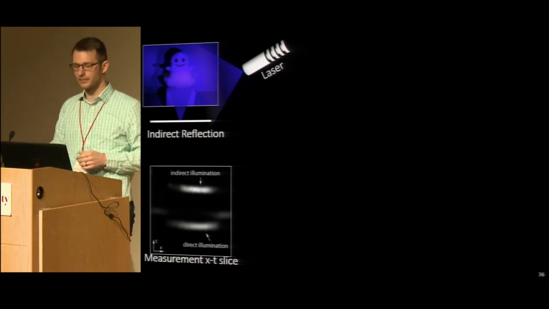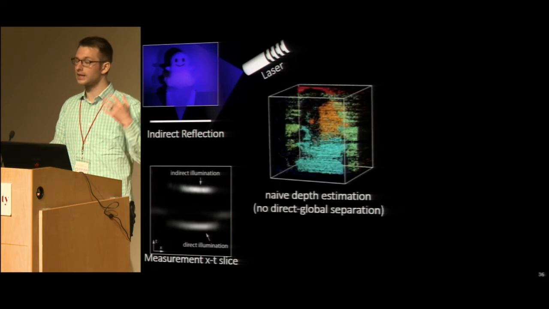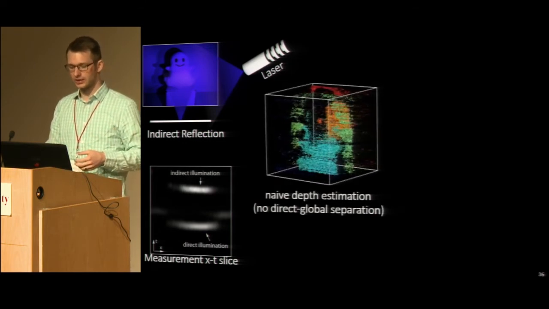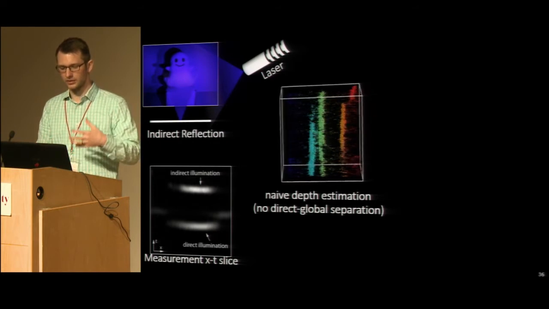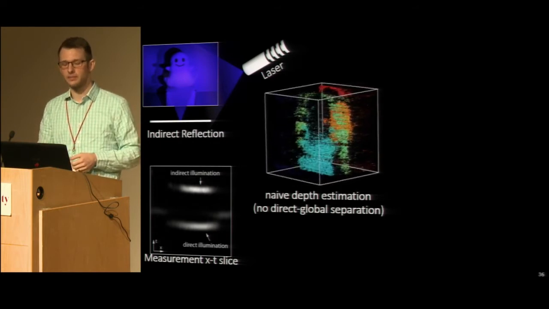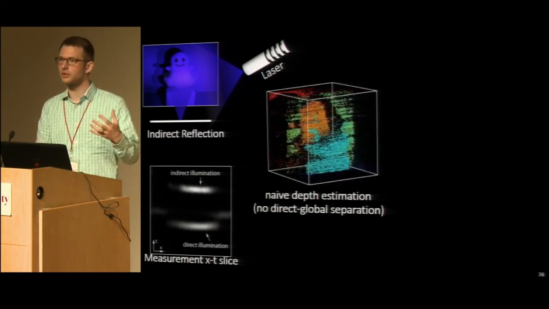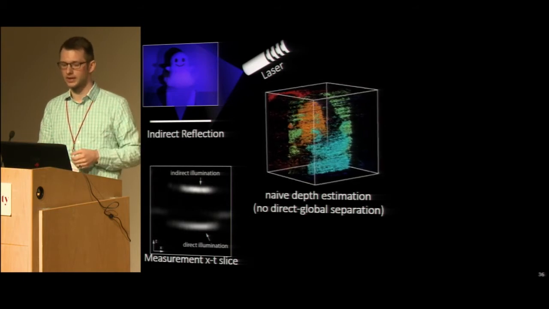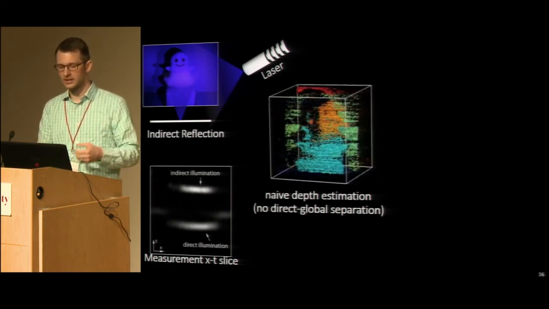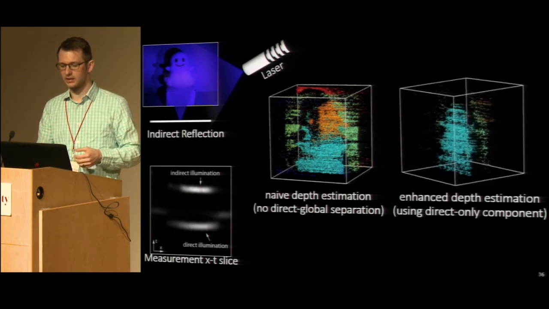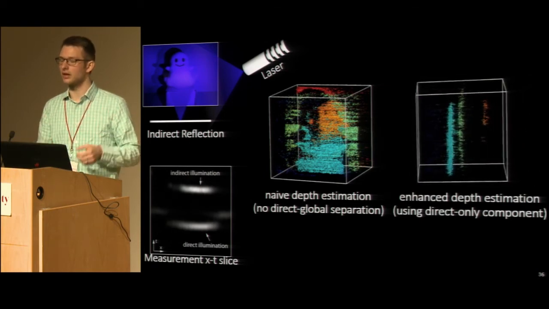an indirect component. And if we apply a depth estimation technique to some of these data, the indirect component can actually cause errors in the resulting depth. And so one possible thing to do is to separate out the direct component before estimating the depth, in which case we can somewhat mitigate these errors that can occur.